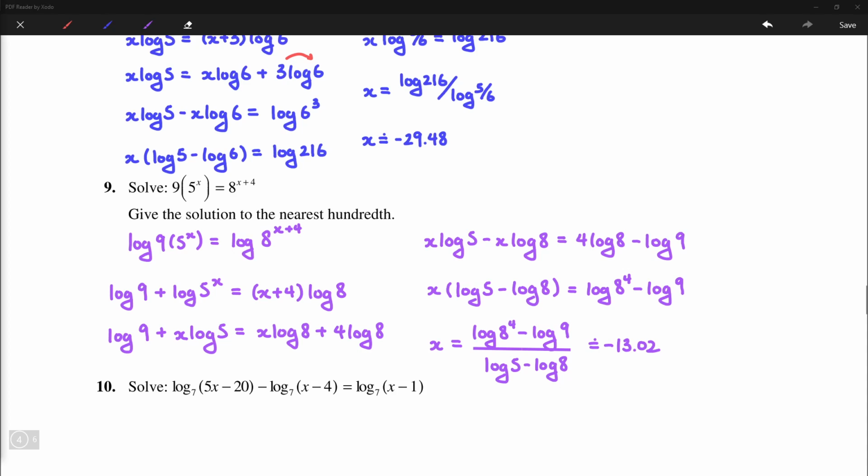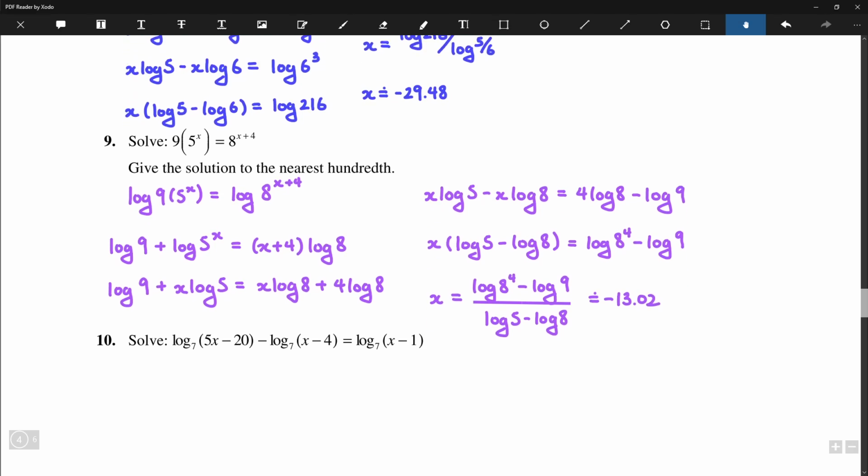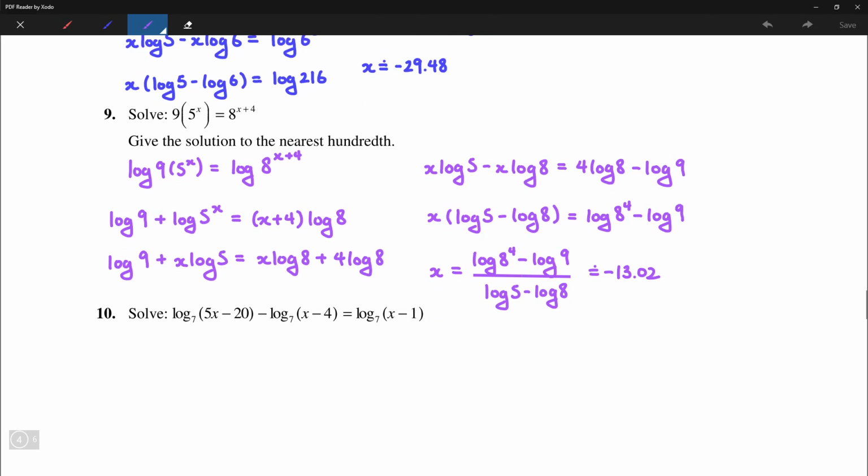It is also possible to combine the logarithms first before the last step. So we'll get something that looks like this instead. It'll be log 4096, that's 8 to the 4th power, over 9, over log, and then we have 5 over 8. And if that is evaluated on the calculator, we get the same value of, once again, negative 13.02 approximately.